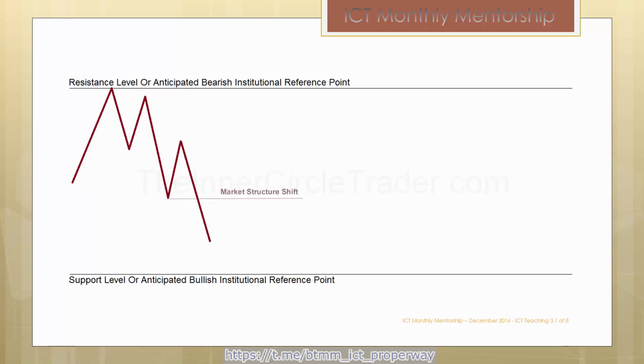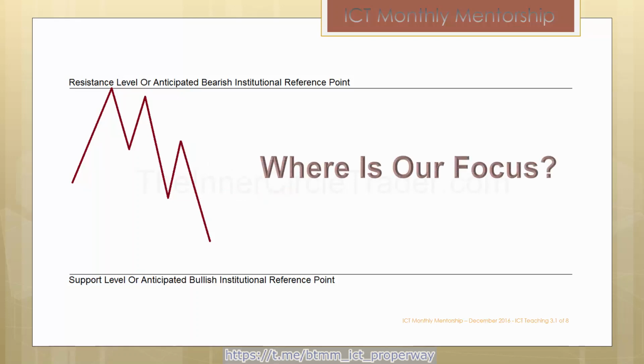We have another market structure shift. So where's our focus? Given what was explained in the previous example, where's our focus right now as a trader? Why are we looking at a specific level, and what are we anticipating? That low right there. Inside that low, the last down candle, that's what we're going to be looking for price to reach back up into.